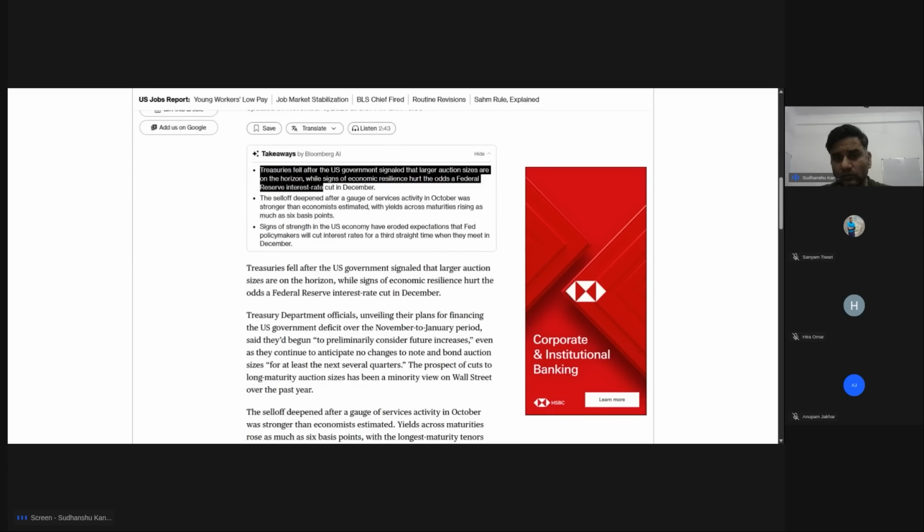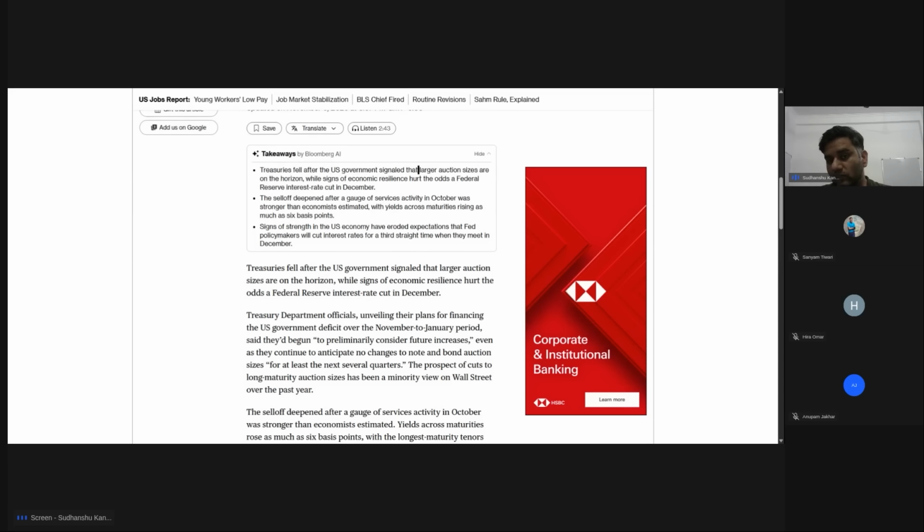Treasuries fell after the US government signaled that larger auction sizes are on the horizon, while signs of economic resilience hurt the odds of a Federal Reserve interest rate cut in December. Now, since the US government is signaling larger auction sizes, it means they will auction more bonds. When you auction more bonds, the government is trying to raise money. But when the government is trying to raise money, do we have the buyers of the bond? A person will only buy the bond when the rates are higher. So this was not the consensus view.